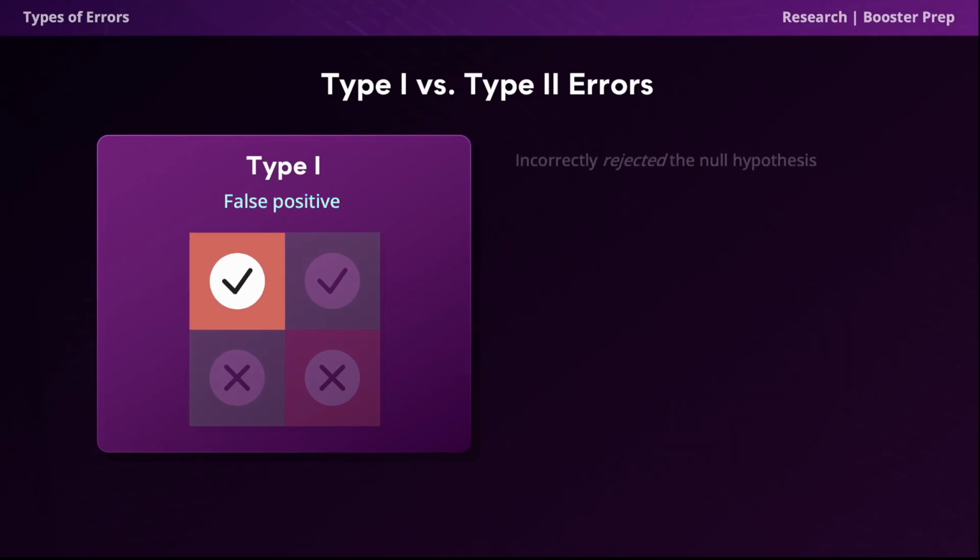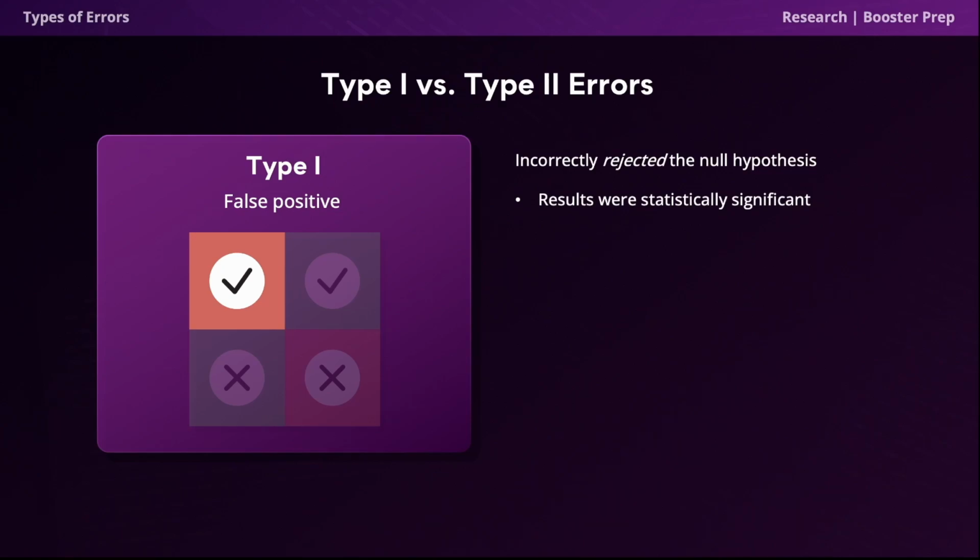A type 1 error is more colloquially known as a false positive conclusion. For example, a COVID test says that you have COVID when you actually don't. In this case, you incorrectly rejected the null hypothesis, which states that you do not have COVID. Now, in type 1 errors, because we incorrectly rejected the null hypothesis, our results were statistically significant. However, in reality, these results came about by chance or because of other unrelated factors.